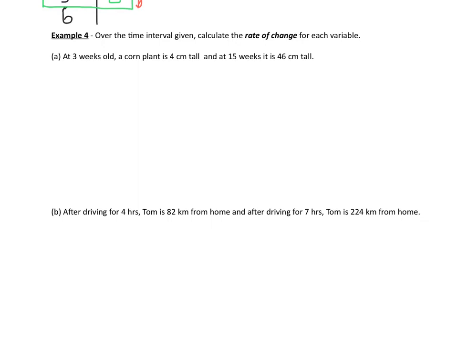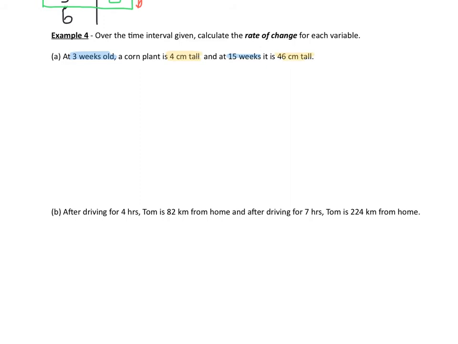So in question A, it tells us at 3 weeks old, a corn plant is 4 centimeters tall, and at 15 weeks, it is 46 centimeters tall. So if we had to think about what would be independent here and what would be dependent, we've got an age or an amount of time. That's the 3 weeks old and the 15 weeks old. And then we've got what looks like a height of our corn plant. So at one point in time, it is 4 centimeters tall, and at another point in time, it is 46 centimeters tall.